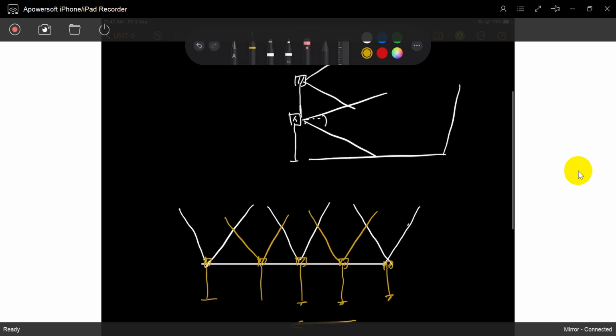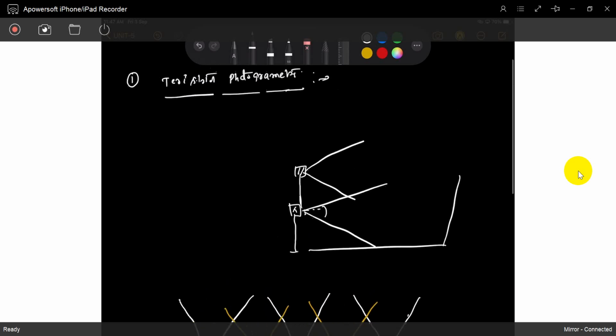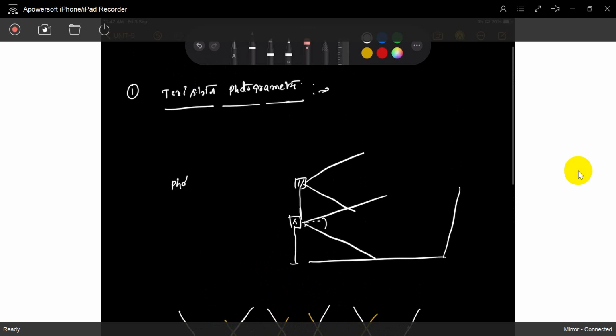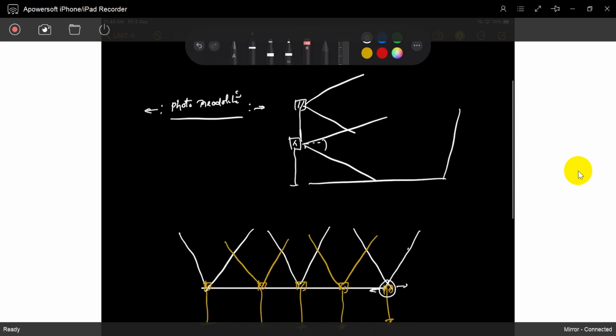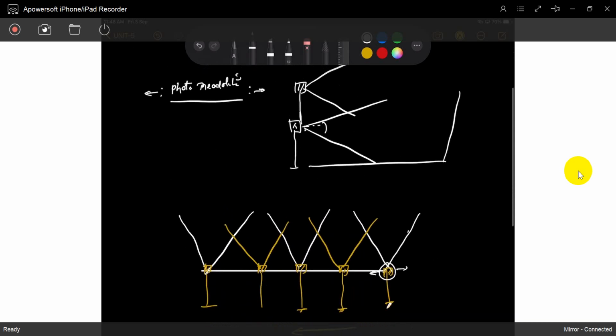We can call this photo-capturing camera a phototheodolite. Previously it was called a phototheodolite. The same tripod is there, you can rotate it, and you can adjust it vertically and horizontally. So it does the duty of a theodolite also.